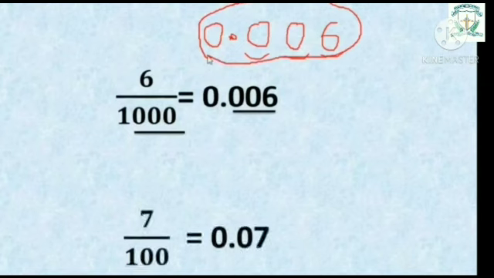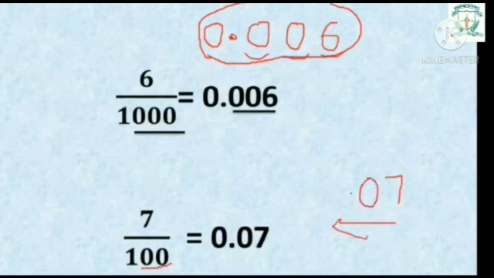7 by 100. In denominator, we have 100, which has 2 zeros. So we write 07 and put a decimal point. Since there is no whole number, put 0. So we get 0.07.